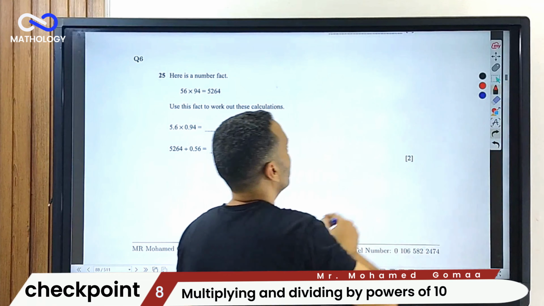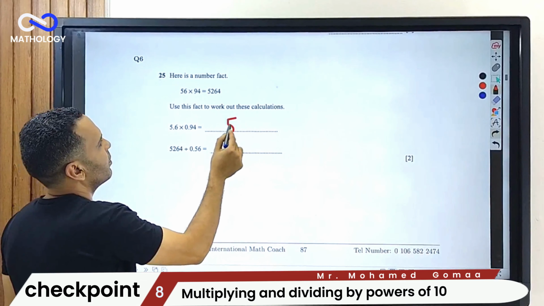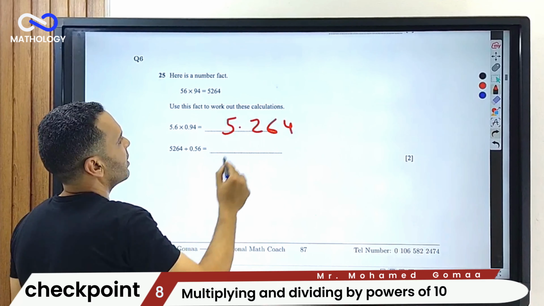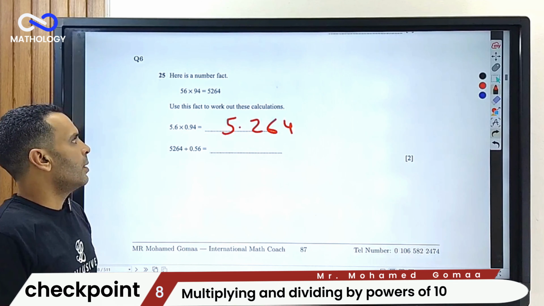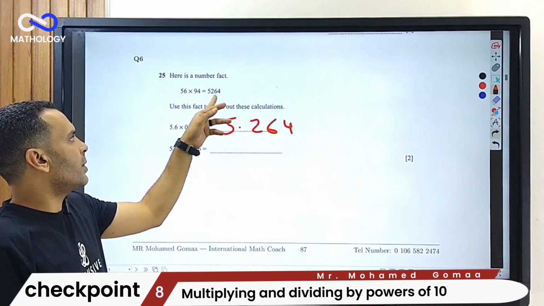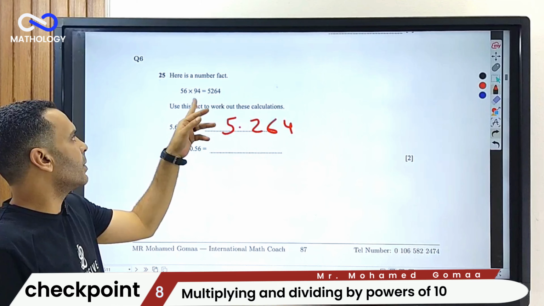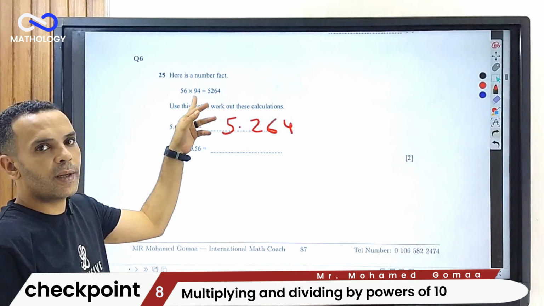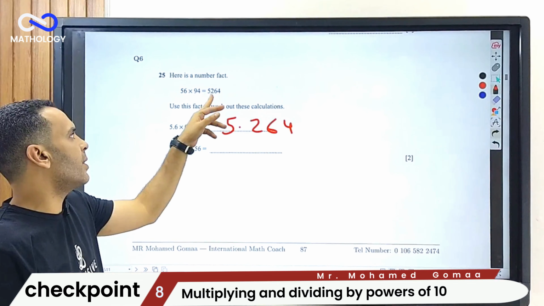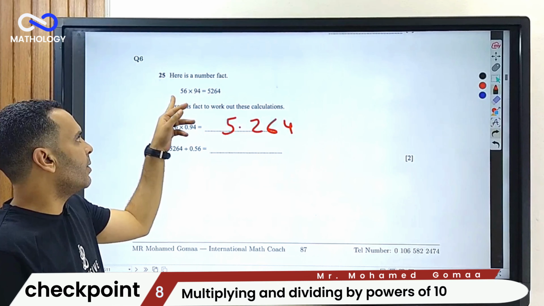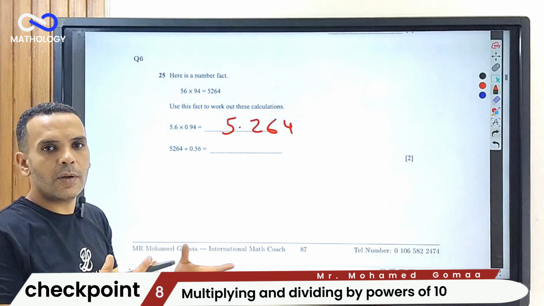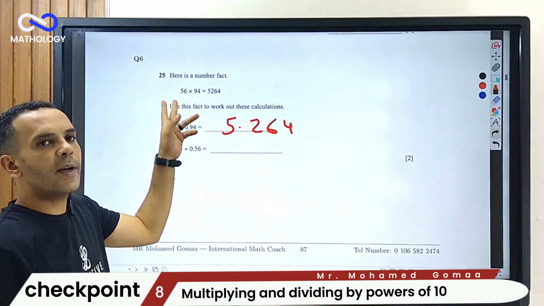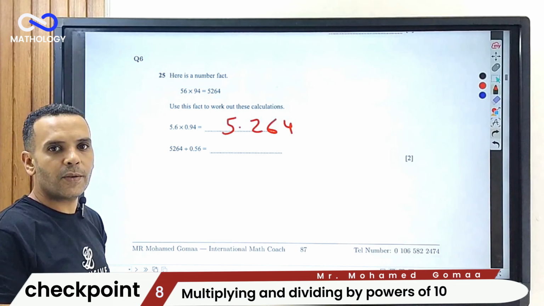It will be 5.264, like this one. If we divide 5264 by this number, 56, we will get 94. If we divide this product by 56, we will get 94, and so on. Divide the product by any factor to get the other factor.